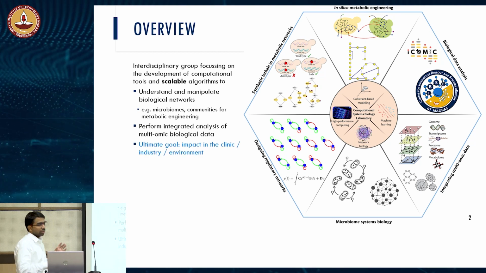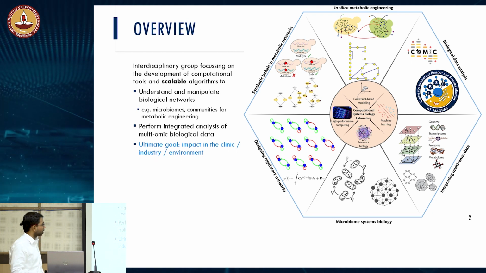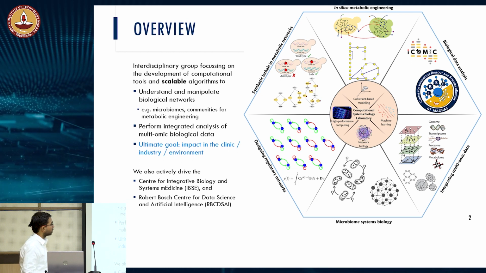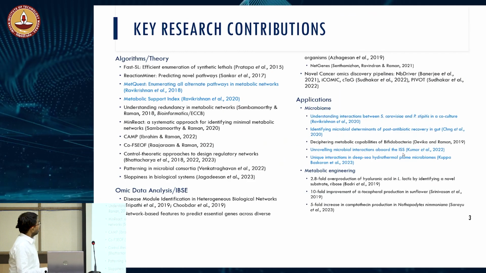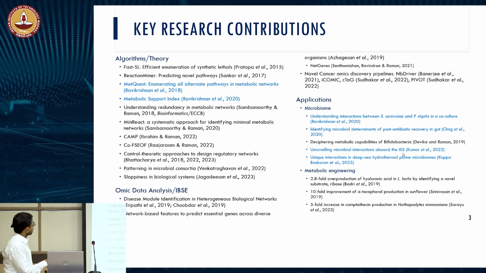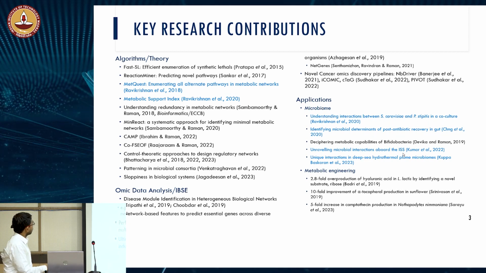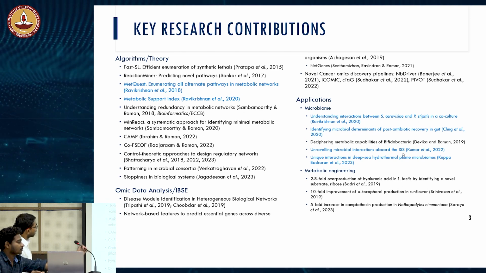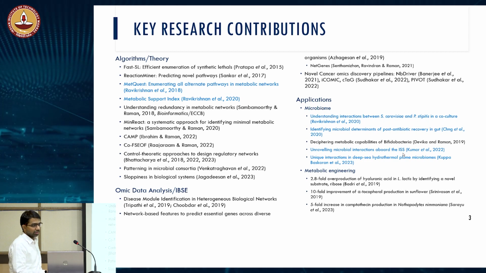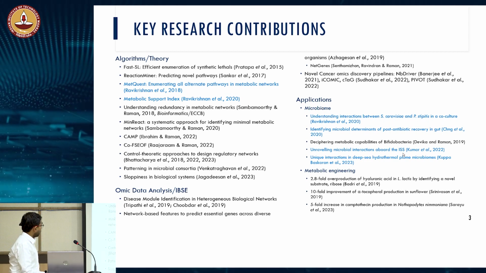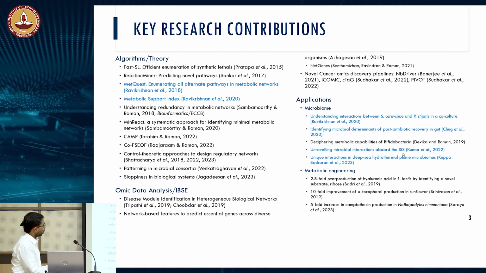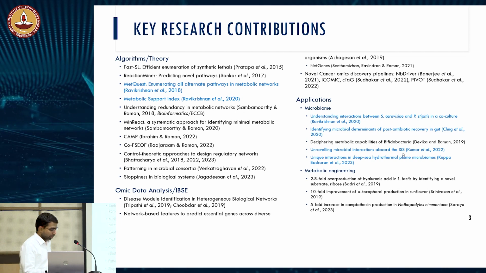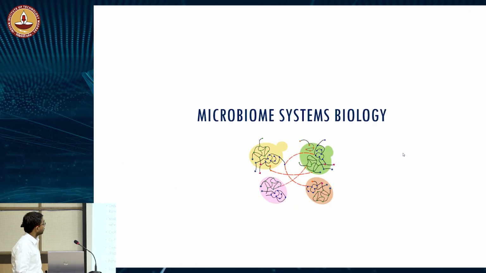Our ultimate goal is to have some sort of impact on the clinic or industry or environment. And we are very much part of the Robert Bosch Center and IBSc. These are some of the key research contributions over the years. In terms of algorithms and theory, some of those that I've highlighted are what I'm going to talk about today. And also a bit of omic data analysis and so on, but I'm not going to go into that today. Today we'll focus mostly on how we've been modeling the microbiome using networks.